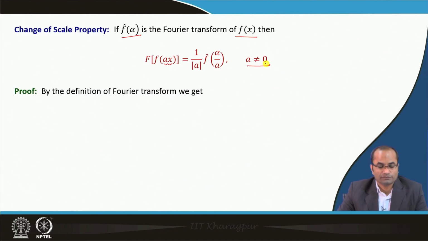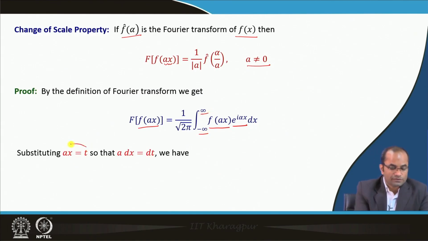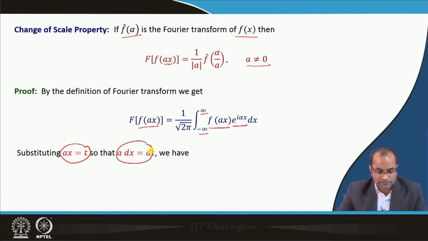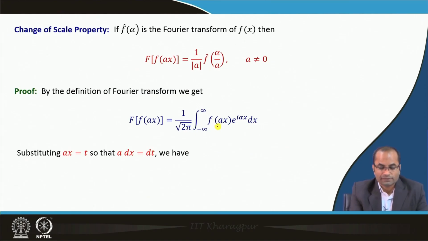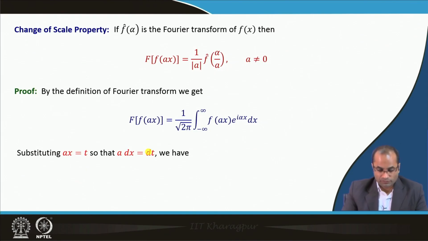By the definition of the Fourier transform, the Fourier transform of f of a x is given by the integral of f of a x times exponential i alpha x, integrated over x from minus infinity to plus infinity. Then if we substitute a x equal to t, so that a dx is dt, we have f of t, and e power i alpha times x, where x will be t by a, and similarly dx will be dt by a. So, we can make this substitution in the above integral.